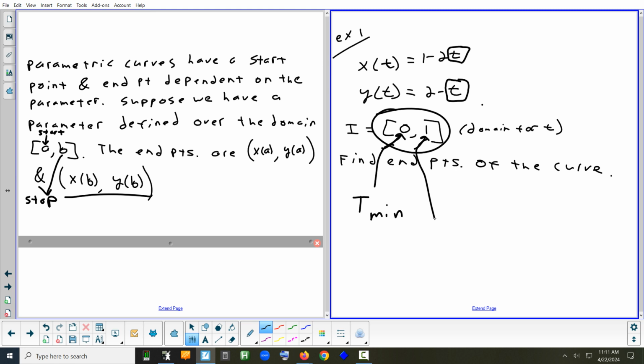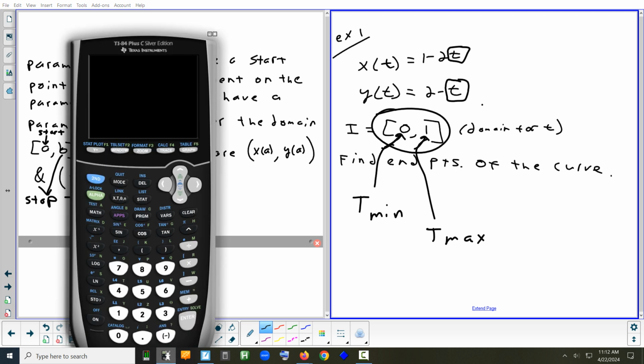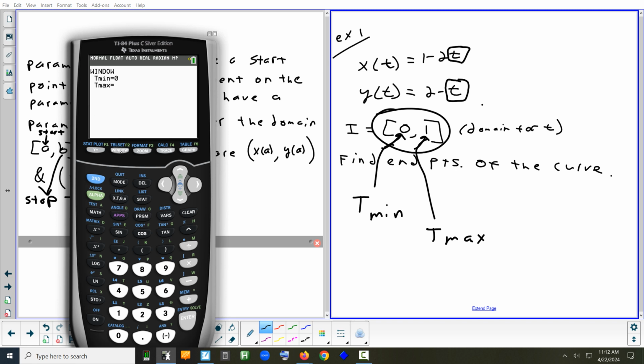And what do you think we call the 1? T max. T max. And part of graphing something is plugging in your T min and your T max. Okay, there is a spot for that now. That's new. We've never seen that before. Everything else is the same. The X min, the Y min, but you got to fill in that T min and T max.